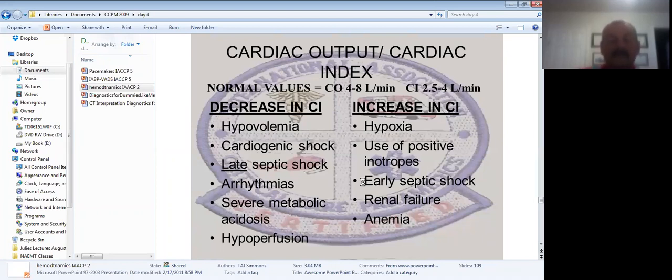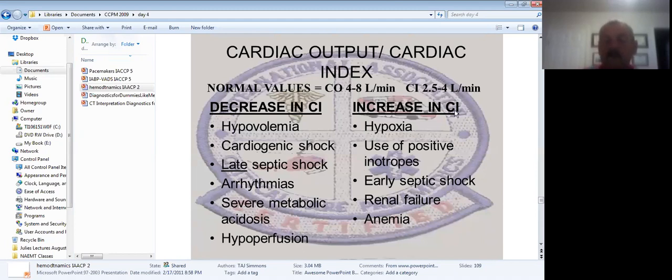Things that cause them to be decreased: cardiac output is decreased in low volume states, hypovolemia, cardiogenic shock, and late sepsis. Now remember, this would be very late sepsis, their dying sepsis, okay? Sepsis is usually hyperdynamic, so cardiac output doesn't fall until very late. Non-perfusing arrhythmias can produce a fall in cardiac output. Severe metabolic acidosis produces a fall in cardiac output, and then hypoperfused states produce a fall in cardiac output.